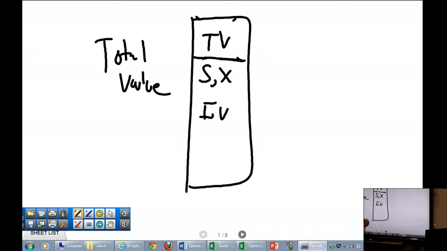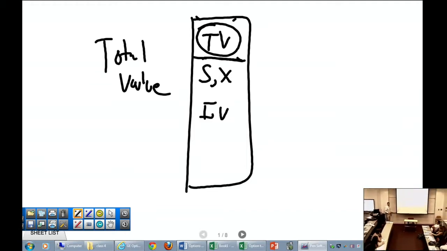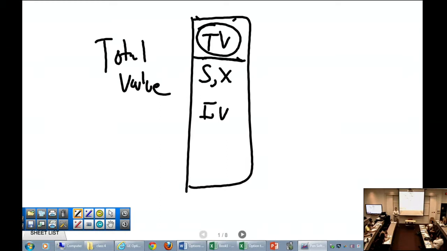But this has some value on Thursday, right? Because there's a day left. What is it going to be? What is it determined by? What determines time value on Thursday? Because intrinsic value is set. It's just X minus S for a call. The price on Thursday? Nope. That's in the intrinsic value.